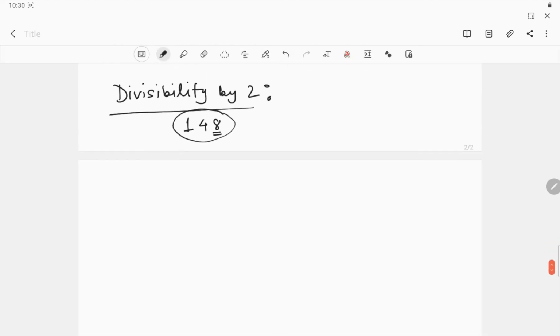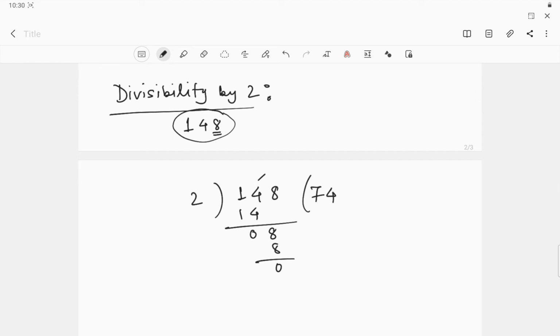If you don't believe, then divide 148 by 2. If the remainder is 0, then you can say it is completely divisible by 2. So you have to take 14 as a dividend. So 2 sevens are 14, and bring down 8, and 2 fours are 8. Even you are getting remainder as 0, right? So 148 is divisible by 2.